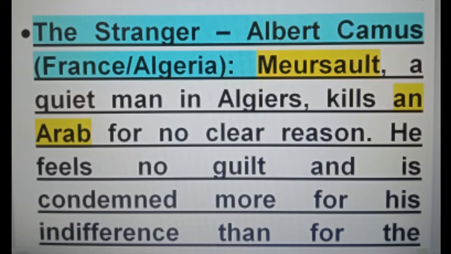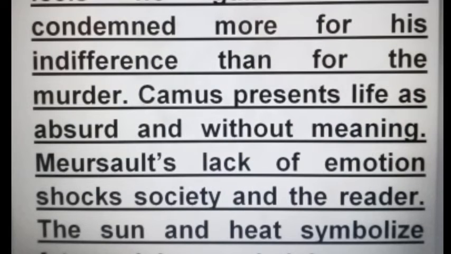The next book is from France, that is Algeria. Albert Camus' work, The Stranger. Meursault, a quiet man in Algiers, kills an Arab for no clear reason. He feels no guilt about it and is condemned more for his indifference than for the murder itself.